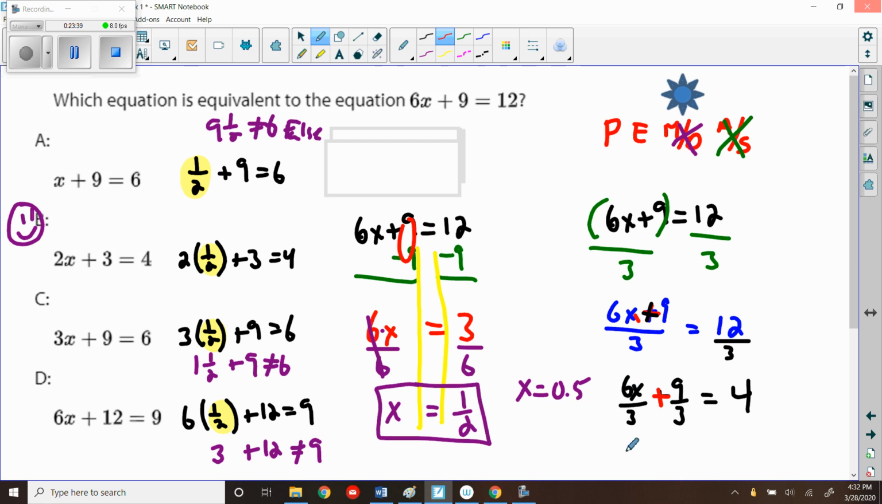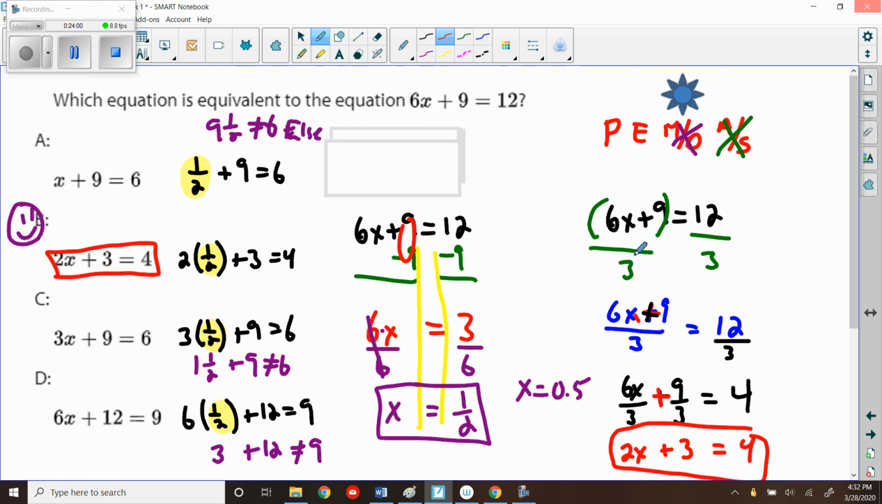6 divided by 3 is 2, so I would have 2x. 9 divided by 3 is 3, equals 4. And this perfectly matches this. So perhaps option 2 is a faster option.